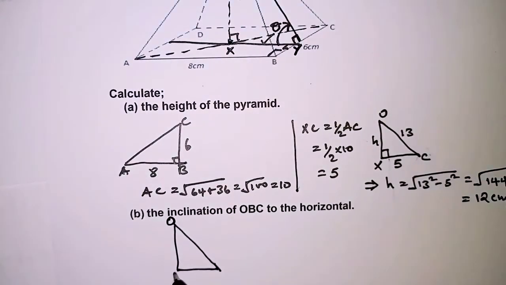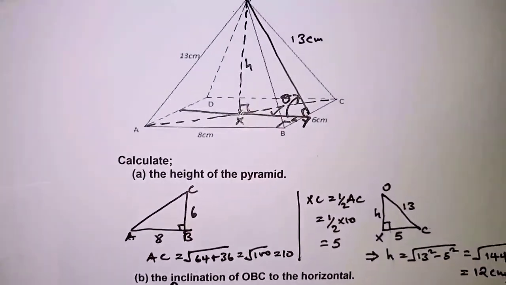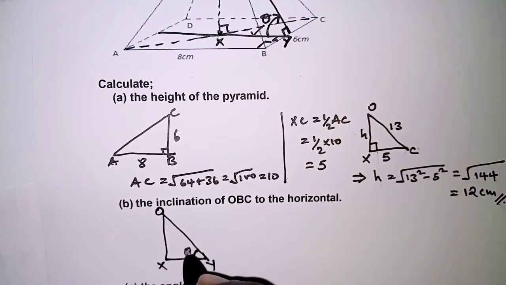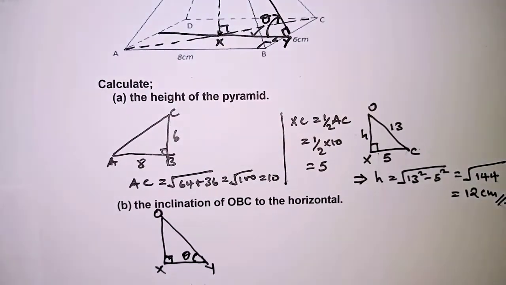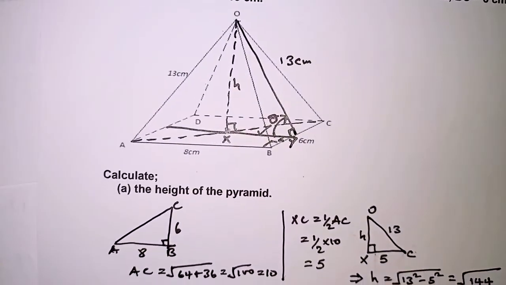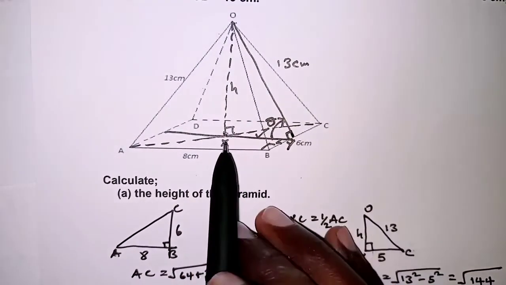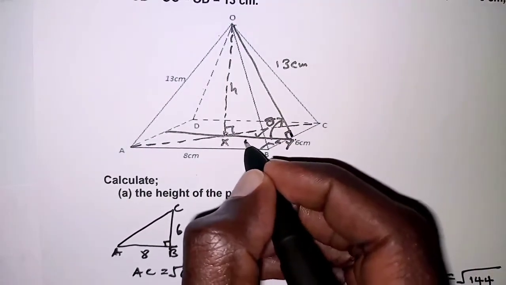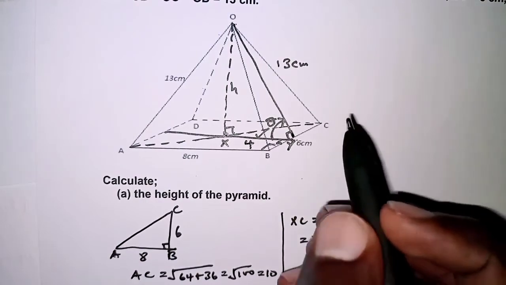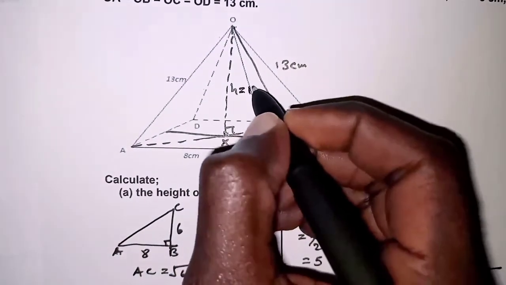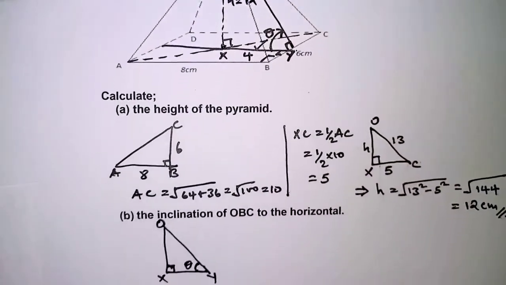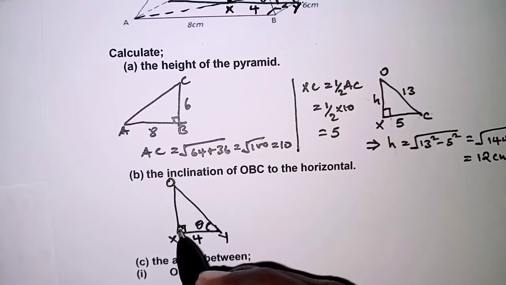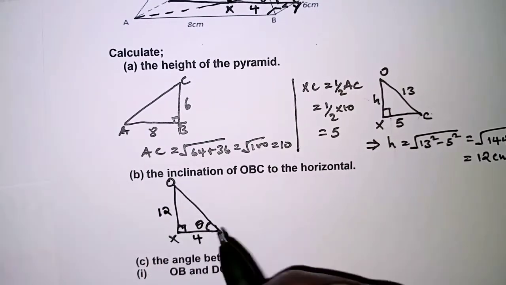So we have O, X and Y, and for this case we are looking for angle theta, which is at this particular point. Theta here is 90, and if you look at this diagram, the length from X to Y should be half of AB, which for this case is 4 centimeters, and already the height we know is 12 centimeters.